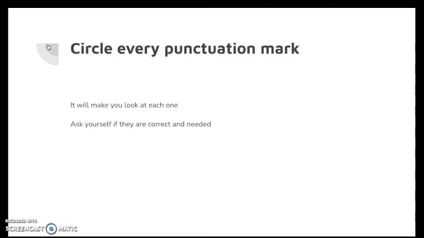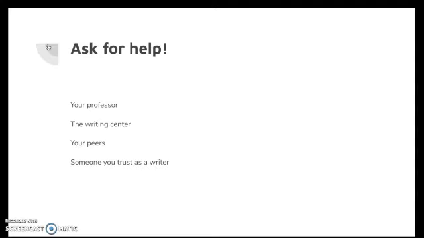Do you need them? Is that period really where it needs to be? Do you have a sentence that has both a subject and a verb agreement in it? So go through and look for those things. Look for the punctuation marks.